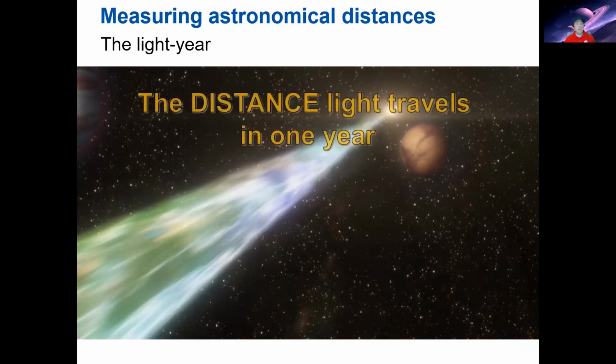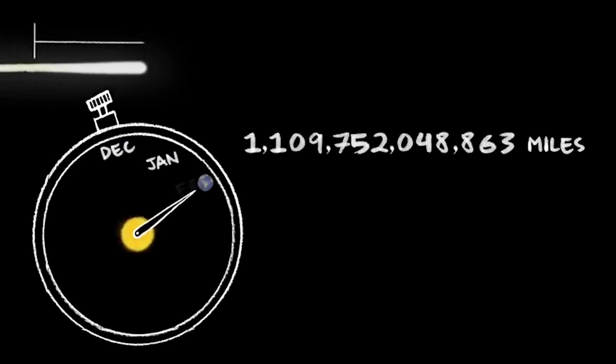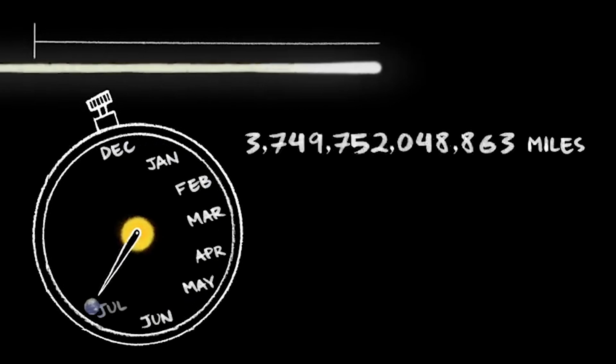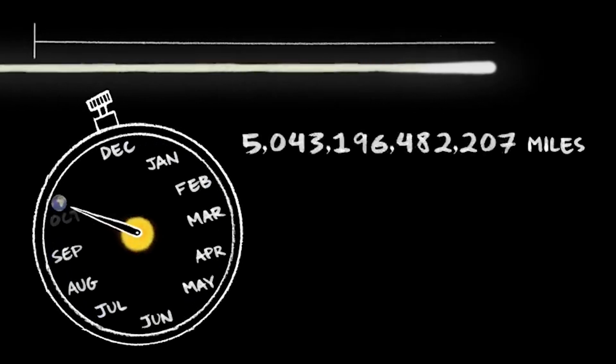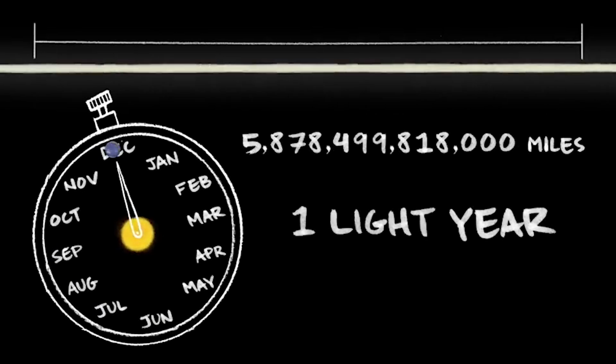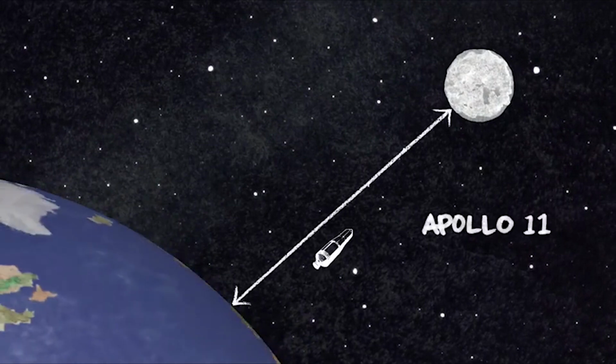A light year is the distance light travels in 1 year. The light year is a measure of distance and not time. Light is very fast, and in 1 year, it can travel almost 6 trillion miles or over 9 trillion kilometers. But space is vast as well, and even at very high speeds, light still takes time to travel from one celestial object to another. For example, the distance to the moon is 1 light second.